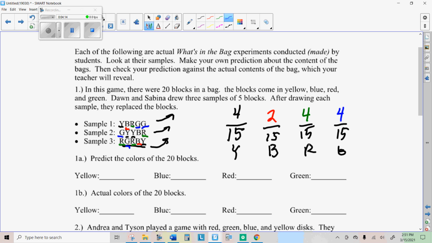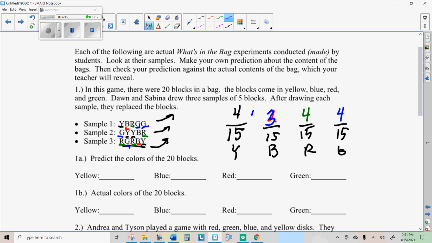Okay, so in our sample, we have 4 out of 15 that are yellow, 2 out of 15 that are blue, 4 out of 15 that are red, and 4 out of 15 that are green. I think I counted one of them wrong, didn't I, you guys? It looks like there's 3. The reason I figured that out is because I should have had 15 total, and they didn't add up to 15.